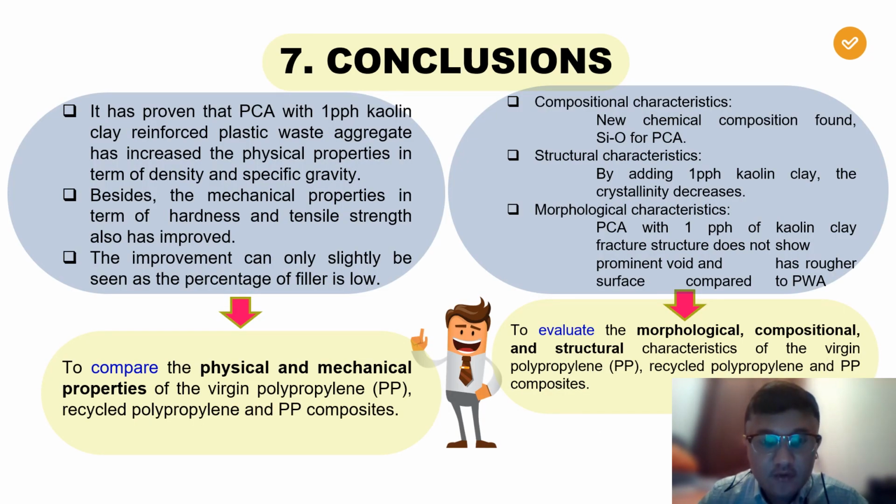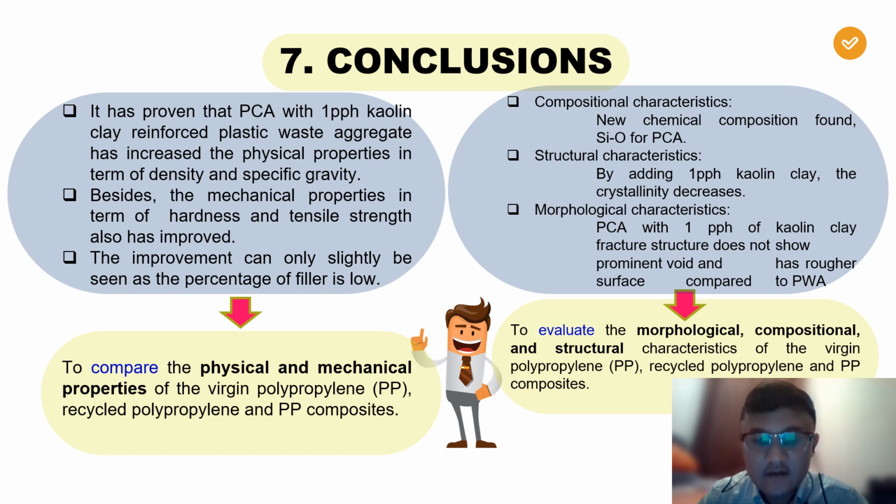Conclusions. It has been proven that PCA with 1 pph kaolin clay reinforced plastic waste aggregate has increased the physical properties in terms of density and specific gravity. Besides, the mechanical properties in terms of hardness and tensile strength have also improved. The improvement can only be slightly seen as the percentage of filler is low.